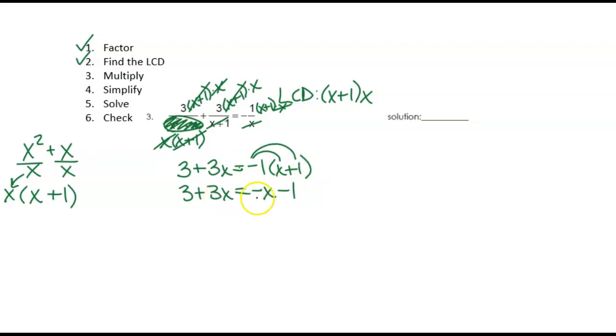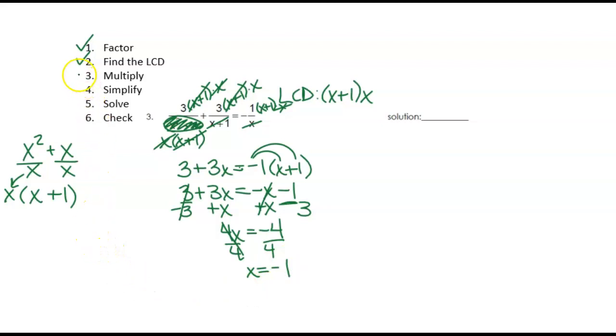I have x's on each side, so I need to move them to be together. I'm going to move the smaller x term, so I'm going to add x to both sides. 3x plus x is 4x. And if I chose to move my x's to the left, that means I need to move my constants, 3 and negative 1. I need those to be over on the right. So I'm going to subtract 3, and I'm going to subtract 3. And negative 1 minus 3 is negative 4. You could probably see what the value of x is going to be. X must be negative 1.